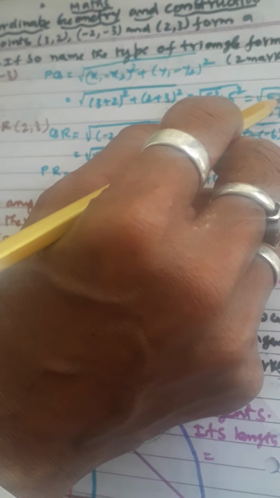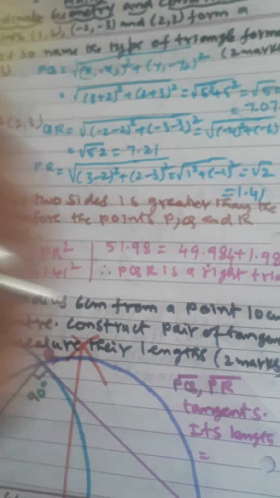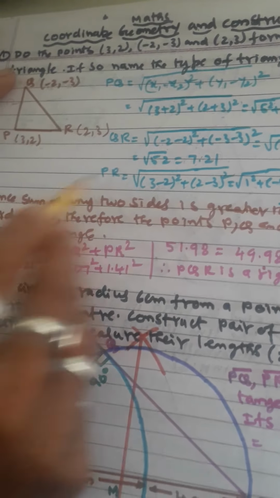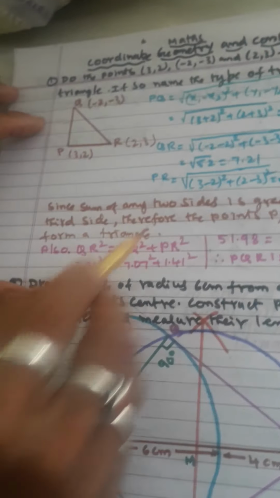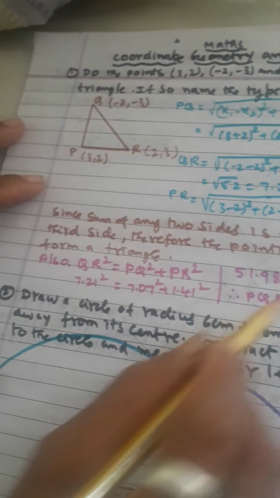After adding two values, the sum should be greater than the third side, then it forms a triangle. So whatever you calculate, it is coming correctly. So that is why it can form the triangle. Now they are asking in that same question, what type of triangle? Use the Pythagoras theorem only.